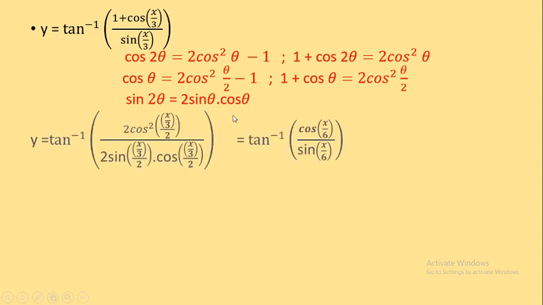So next step, what I have done, in place of 1 plus cos x by 3, I have taken 2 cos square x by 6. The formula is, 1 plus cos theta is 2 cos square theta by 2. What is our theta? X by 3, upon 2. Understood? Again, the sin theta formula is 2 sin theta by 2 cos theta by 2. So our theta is x by 3, which comes as it is here, and the by 2 is of this formula.